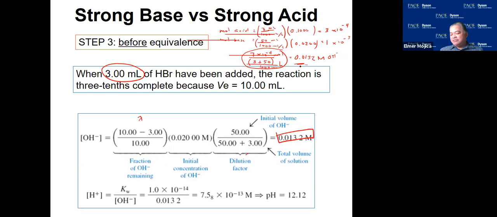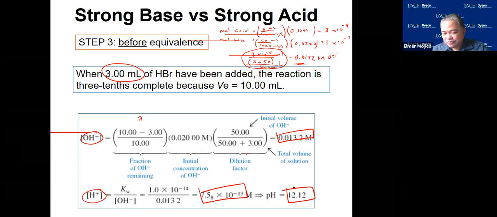Now, we're not done yet, because if we're asked for the pH, what we have so far here is just the hydroxide concentration. So to get the pH, we need to convert first the OH minus to H plus. So we have the Kw divided by the concentration in hydroxide. So you have here the H plus. And if we're going to get the pH, we just get the negative log of this. So we have a pH of 12.12.